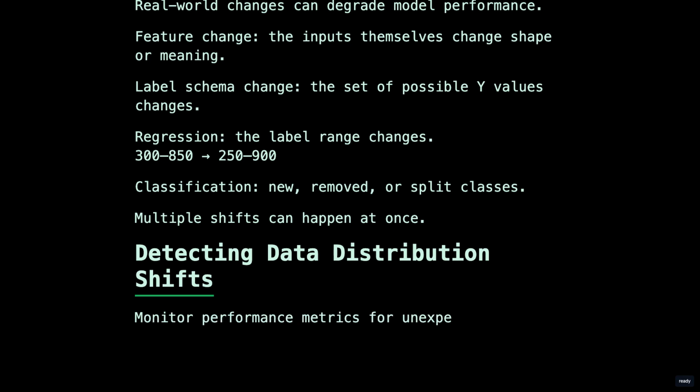A drop in accuracy, recall, F1 or AUC is often the first sign that the production data no longer matches what the model learned from. A rise or a sudden wobble can matter too, because unusual movement usually means something in the data pipeline or user population has changed.